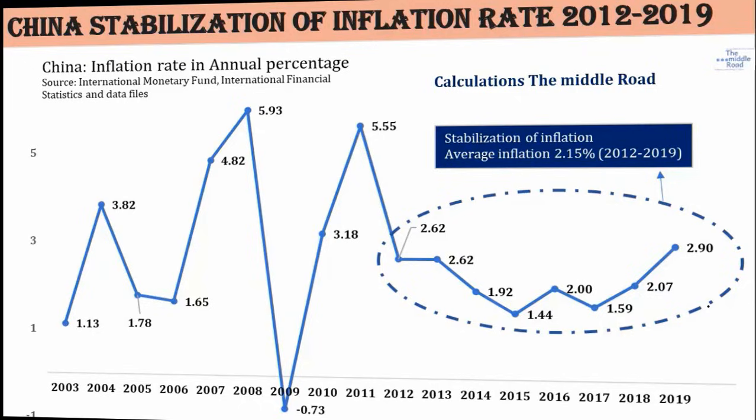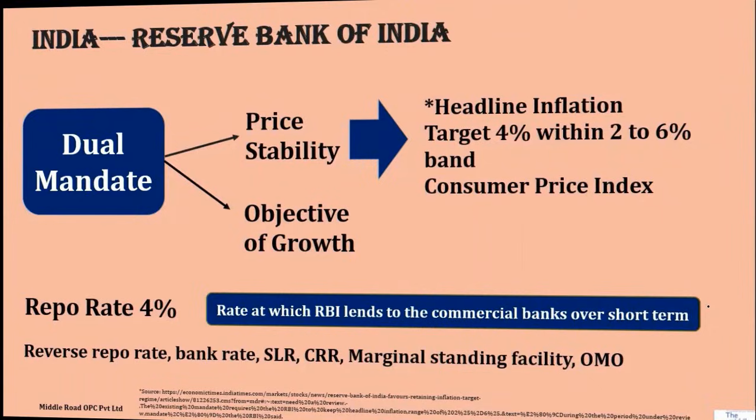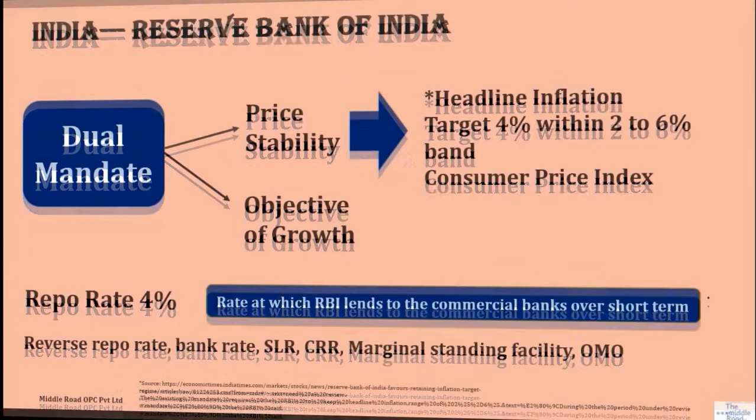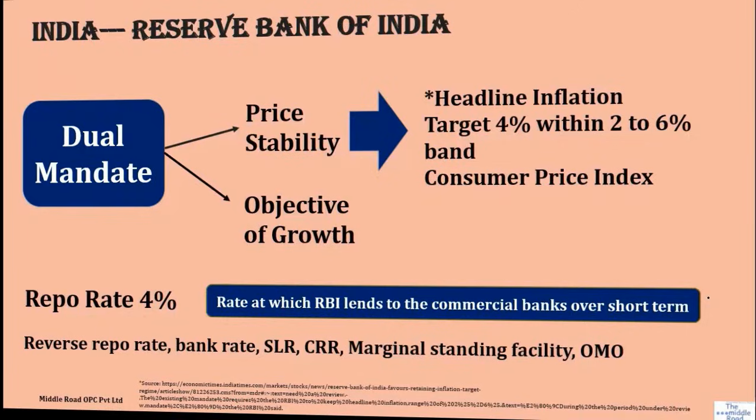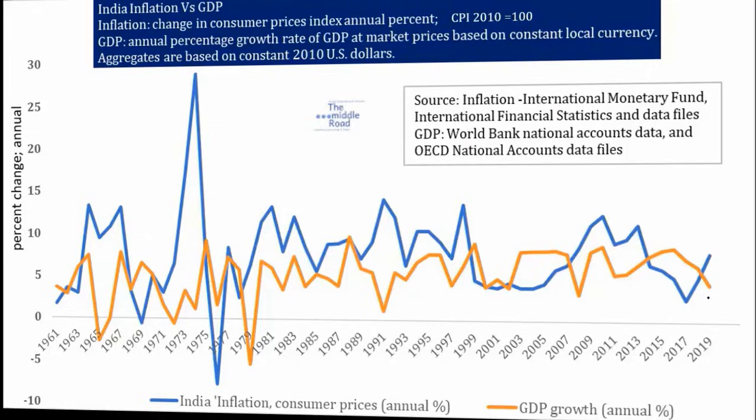We can also do an analysis to see how much currency stabilization could have had an impact on stabilizing inflation. Whenever we talk about the Reserve Bank of India, it has a dual mandate of price stability and growth. It targets headline inflation at 4% within a band of 2 to 6%. There are other tools, like the marginal standing facility, and tools like CRR and SLR. These are monetary tools which every central bank has to regulate liquidity.